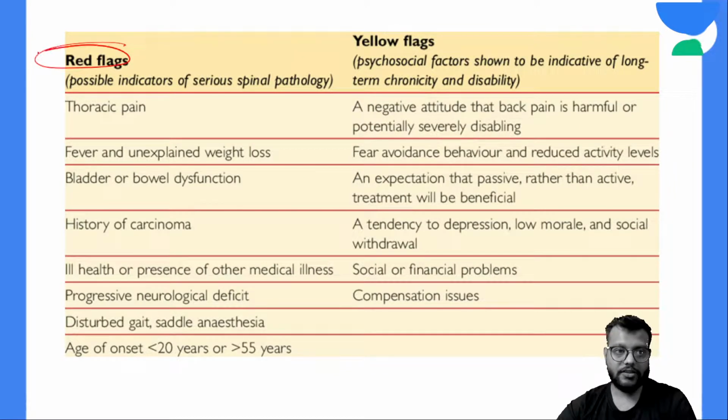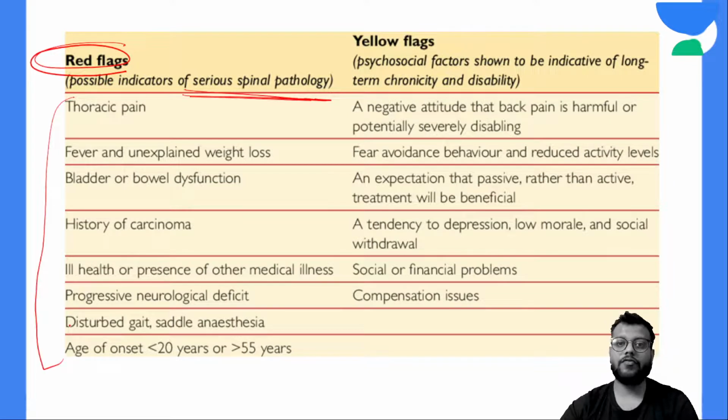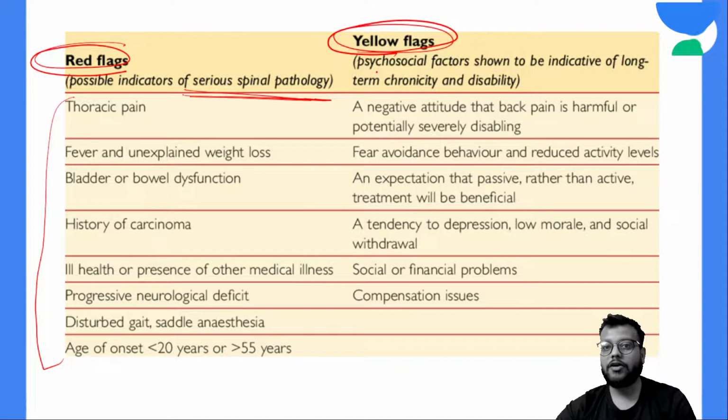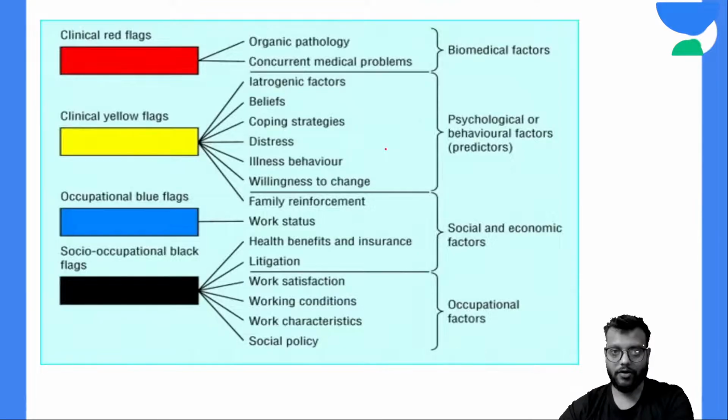So red flag signs जो होते हैं, these are possible indicators that there is a serious spinal pathology. Okay, these are the red flag signs. And in the yellow flag signs, they are generally the psychosocial factors related to the psychiatry or the anxiety. So these are the yellow flag signs, very important, read them.